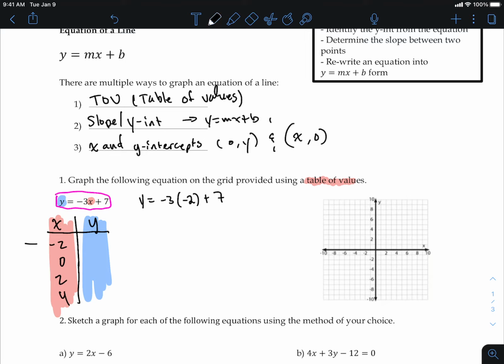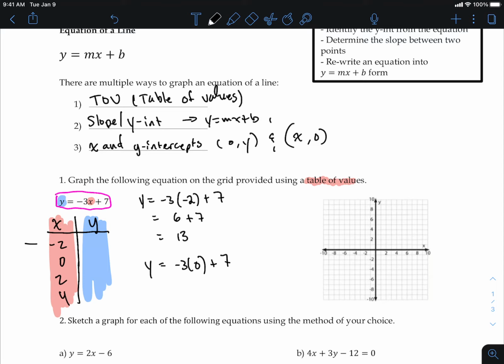Plus 7. -3 times -2 is 6, plus 7 should equal 13. Okay, I'll do a second one because that's not really a great point. It doesn't fall on my grid. Okay, so we'll do the second one. Y equals -3 times 0 plus 7.